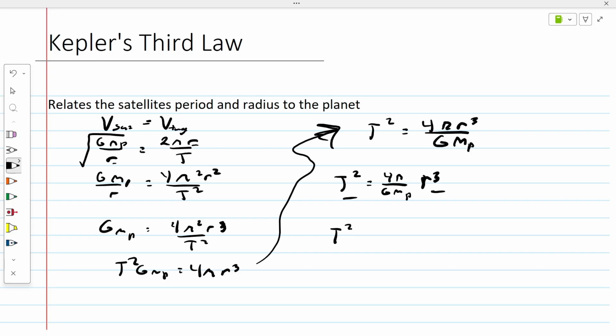So T squared is proportional to the radius to the third. You could be asked a question like, if the radius changes by this amount, how much does the period change, or vice versa? You can use this proportion to solve those without having to do this whole derivation. So you should be able to solve really any problem involving period and radius.